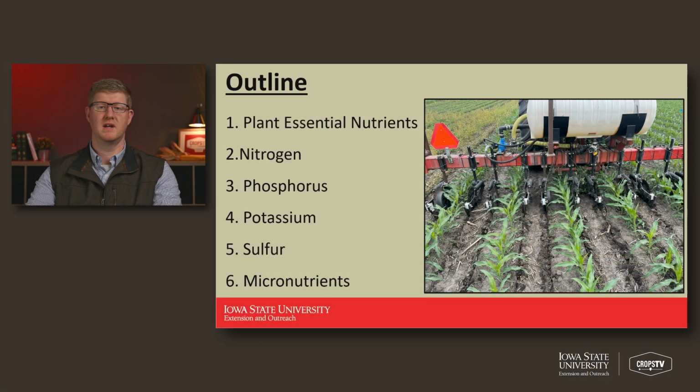And today I'm going to talk to you about identifying common nutrient deficiencies in the crops that we grow here in Iowa. So, as we move through today, we'll just do a quick review on the plant essential nutrients, and then we'll talk about identifying the deficiency symptoms of nitrogen, phosphorus, potassium, sulfur, and then a few of the micronutrients that we sometimes see deficiency symptoms of.